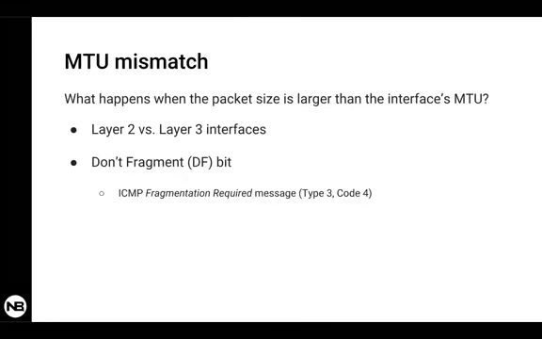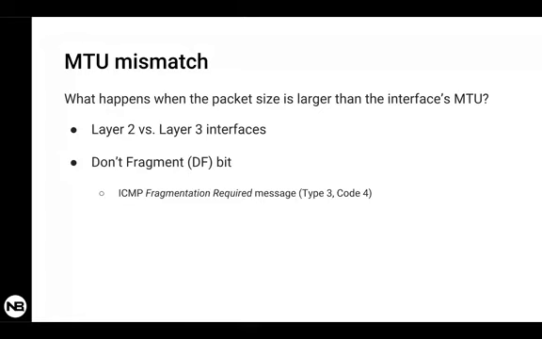So MTU mismatch happens when the packet size is larger than the interface MTU. And based on this condition, different things may happen based on the type of interface that sees this packet or frame coming through it. So layer 2 and layer 3 have different behaviors.